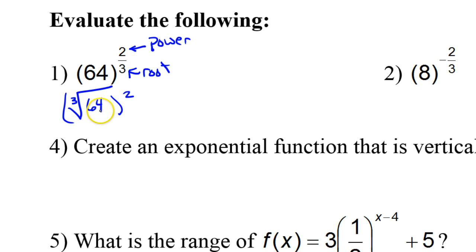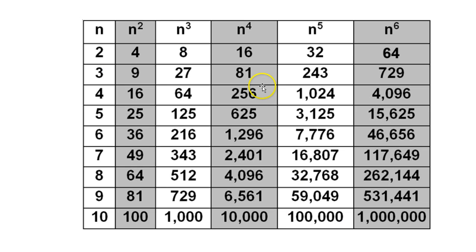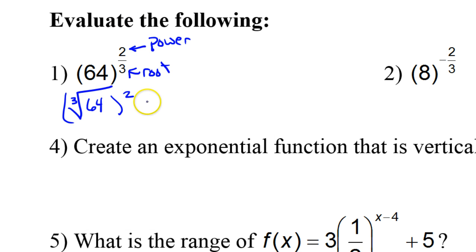But the cube root of 64, I know that that is 4. But if you don't know that, the cube root of 64 is 4. That's how you do it on the chart. So that means inside of the parentheses here, I just have 4. And then that's going to be 4 squared, which of course is 16.